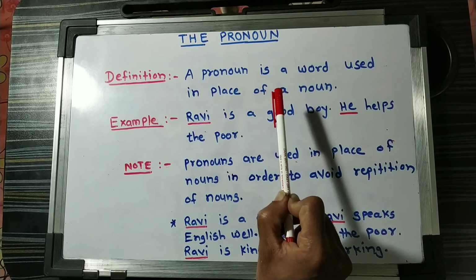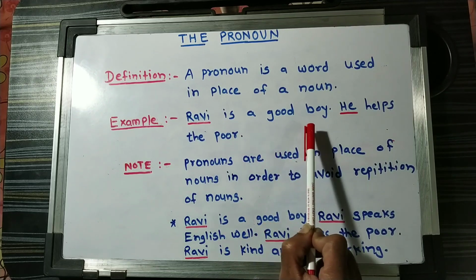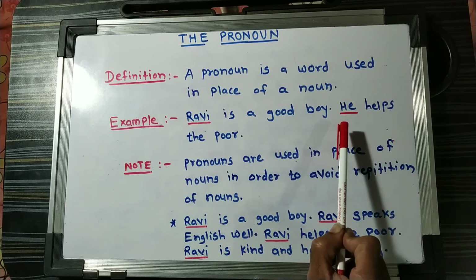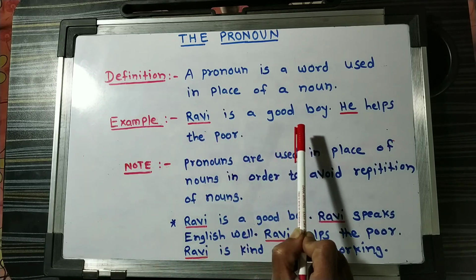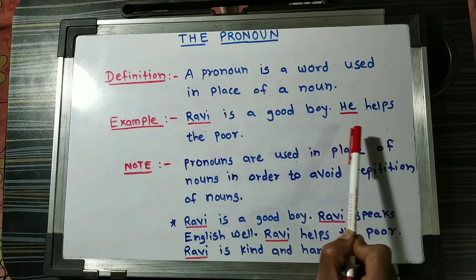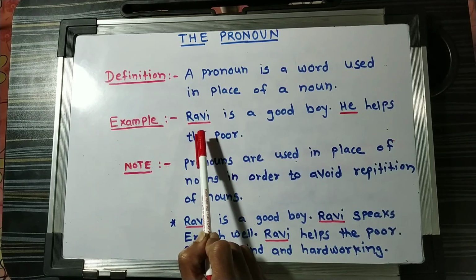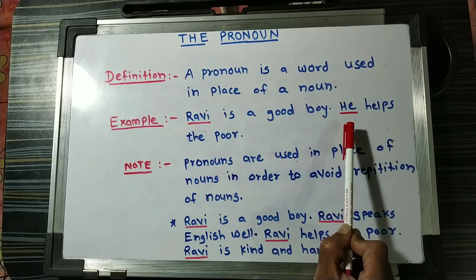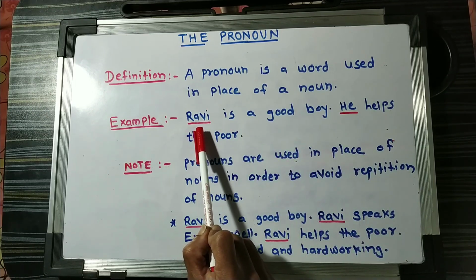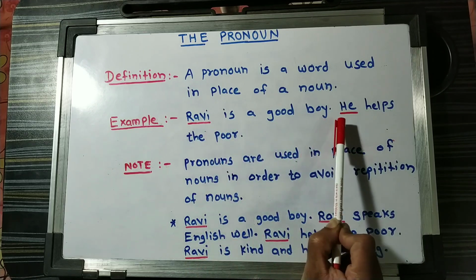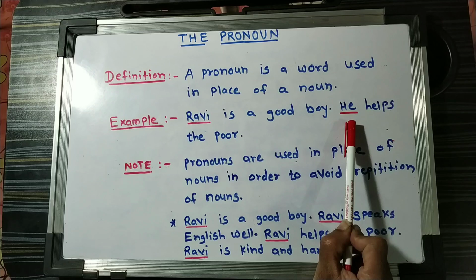Let's understand this definition with the help of example. Ravi is a good boy. Full stop. He helps the poor. Now in this example, I have taken two sentences, one after another. In the first sentence, Ravi is a noun, and in the second sentence, he is a pronoun. In the second sentence, we have avoided repetition of noun by making use of pronoun he.